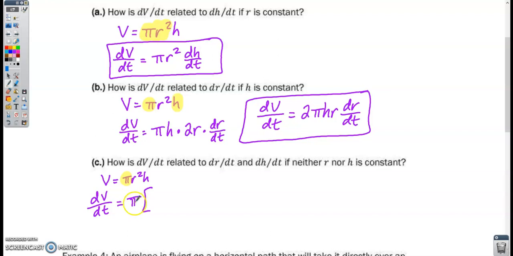So we've got the constant multiple pi out front here, and then we're going to take the derivative of r squared h with respect to time, and in order to do that, we're going to use the product rule. So we've got r squared times the derivative of h, which is dh/dt, plus h times the derivative of r squared, which is 2r dr/dt.